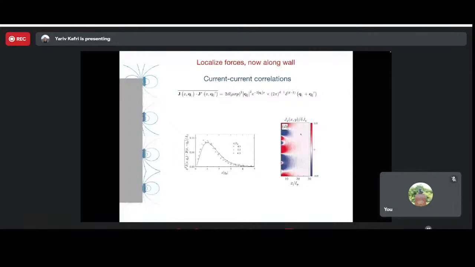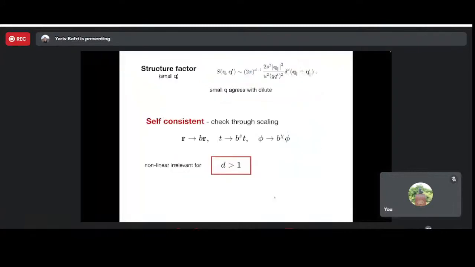And again, now that we have the dilute system, we do the same trick as before. We take our linear field theory, we now add disorder, but now the disorder is only confined along the wall. Same idea as before. You do the linear theory with this disorder along the boundary, and you do the calculation. You find out that the structure factor agrees with what we had before. You can check when the theory is self-consistent. This time we have to do just the usual scaling to check which terms are important on large length scales. And we find out that the theory is good for any dimension larger than 1.